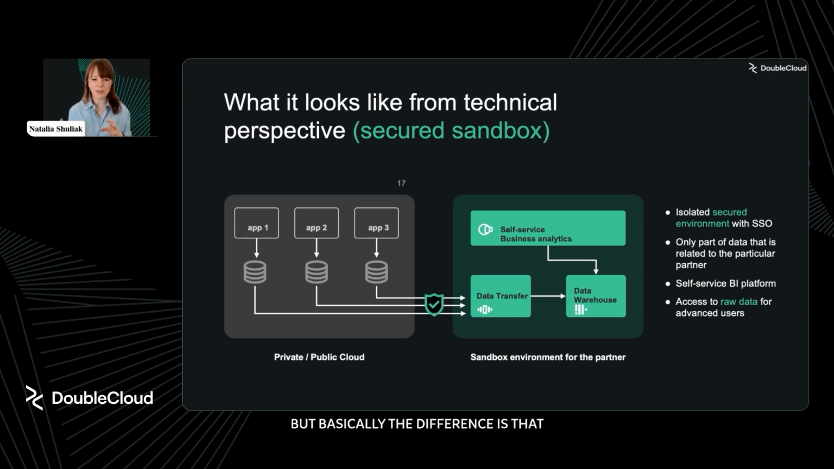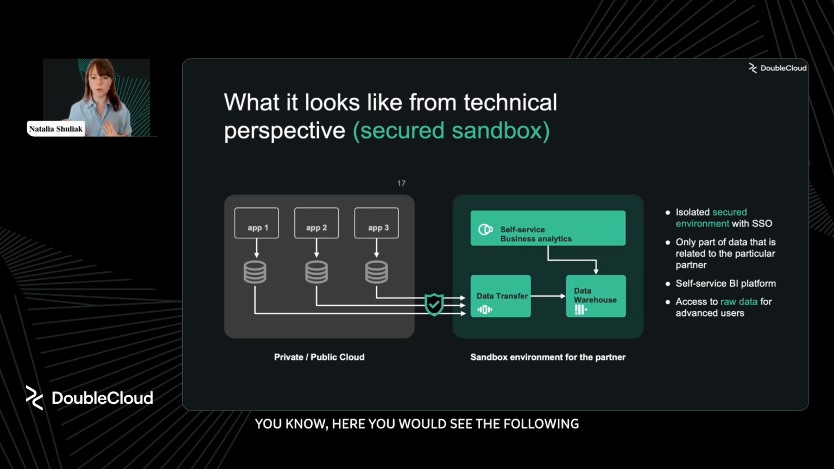But basically, the difference is what? Per partner, you need to give some sandbox where they will have access to the analytics that matter for them. But then different partners will have different access to different sandboxes, and that's what you need to build. And obviously you need to build it fast, in a cost-efficient manner, and at the same time you keep your application, or what you have in your private or public cloud, separate from the sandbox environment for the partner.